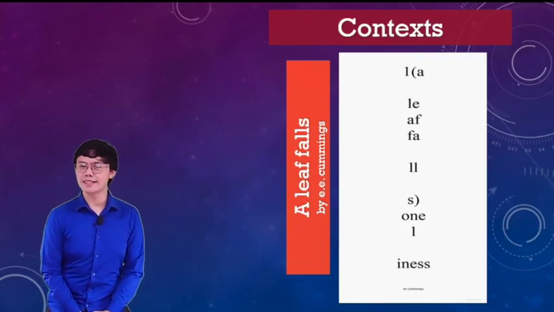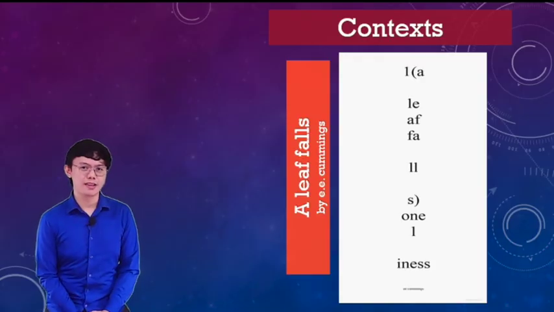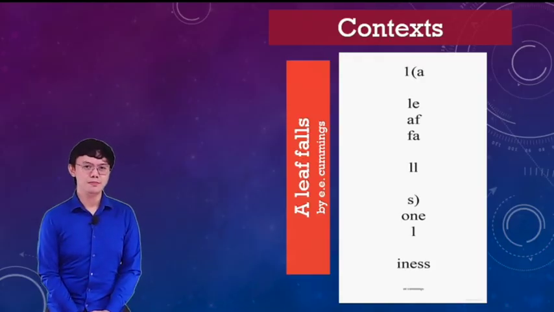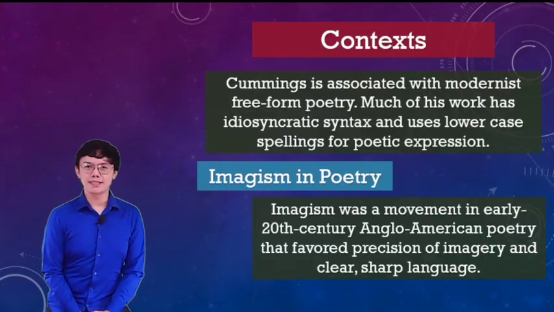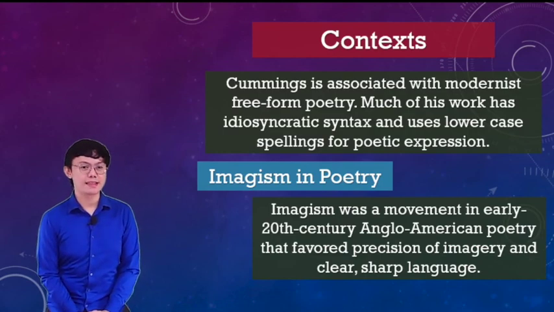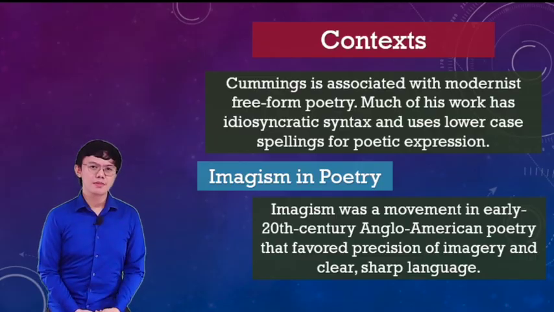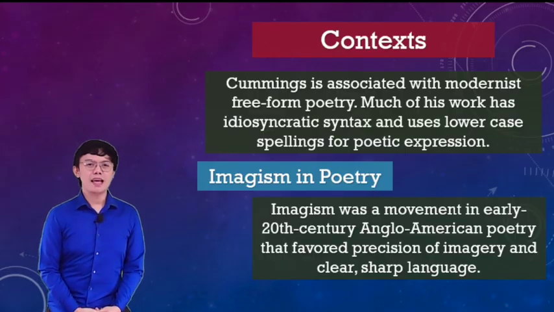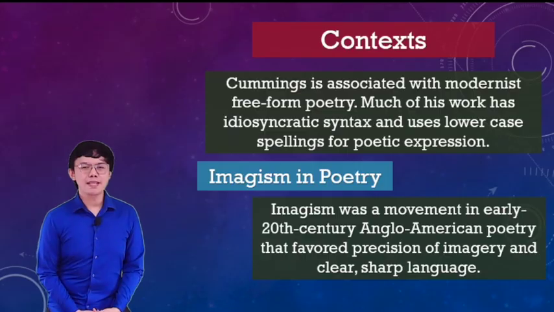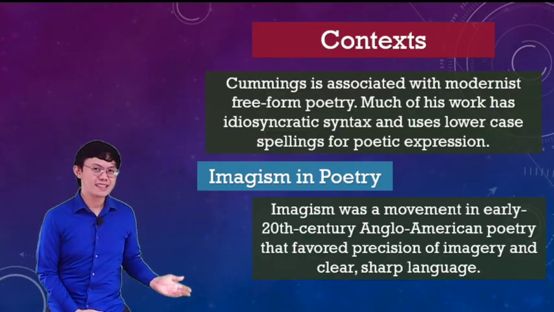Correct. In this case, there is a need to look at the literary context of this poem. Actually, Cummings is associated with modernist free-form poetry. Much of his work has idiosyncratic syntax and uses lowercase spellings for poetic expression. This poem is in the form of imagism. The title is A Leaf Falls, right? The poem basically captures the image of the falling leaf. That's why it's like this.